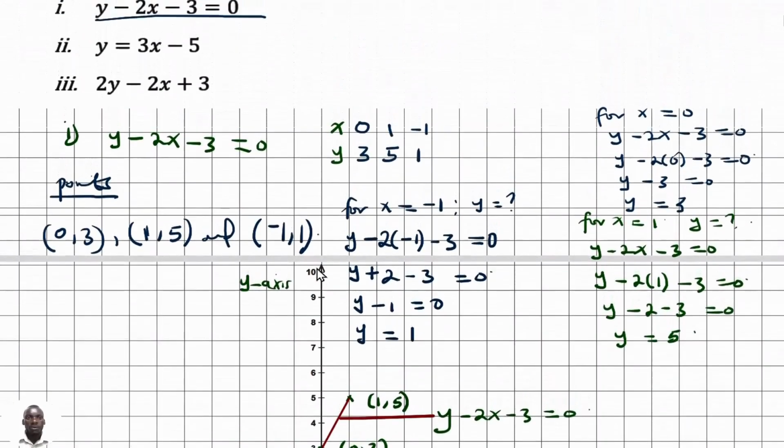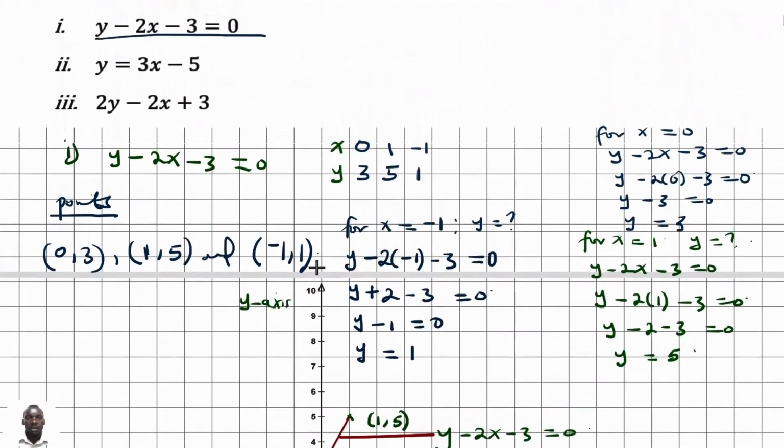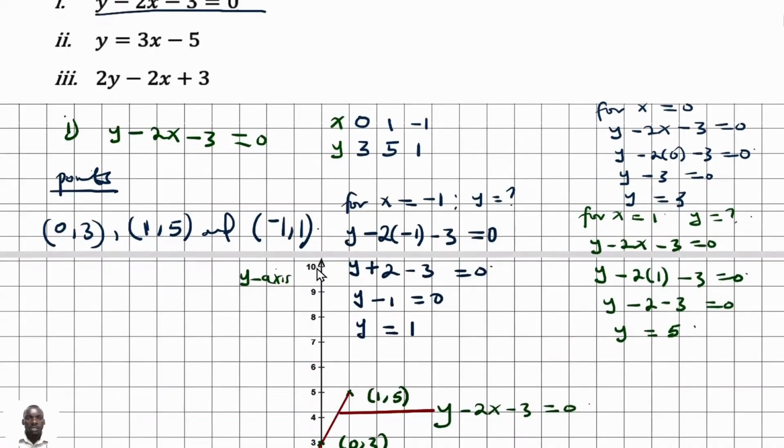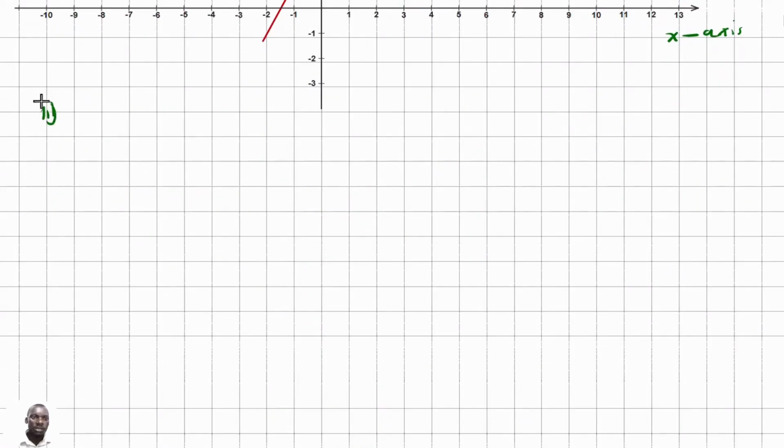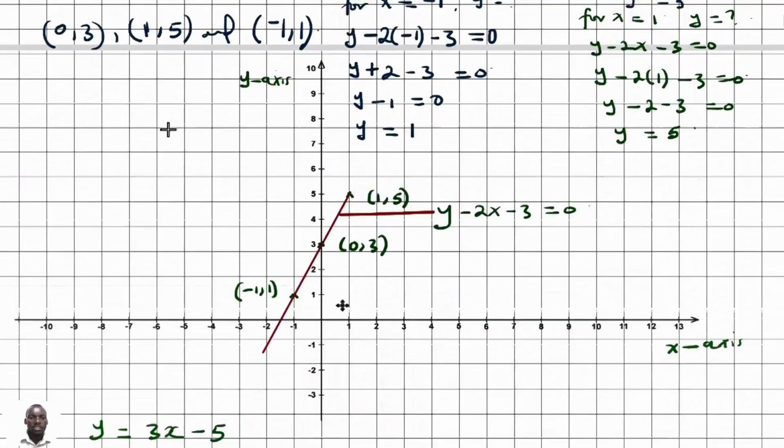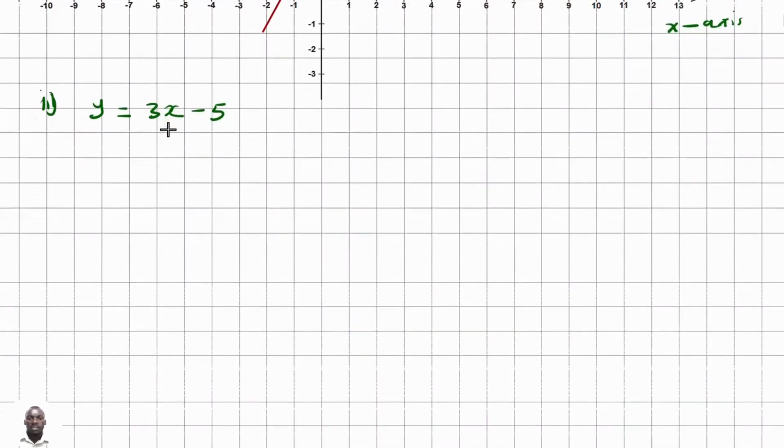We can now go for Roman numeral 2. Remember our equation is y equals 3x minus 5. Still, we need to get some points to plot. We are going to have the x and the y here, and we are saying that when x is 0, what is our y value?